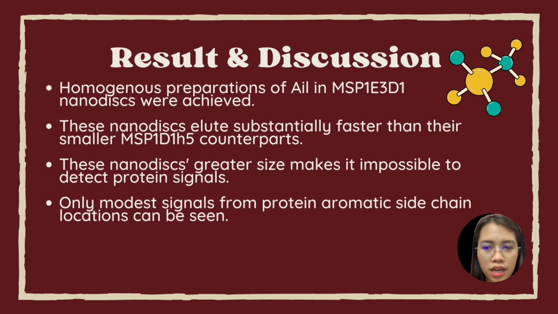These nanodiscs elute substantially faster than their smaller membrane protein counterpart. It's consistent with their greater size and at an elution volume that is comparable to that of the larger membrane protein nanodiscs, according to size exclusion chromatography.